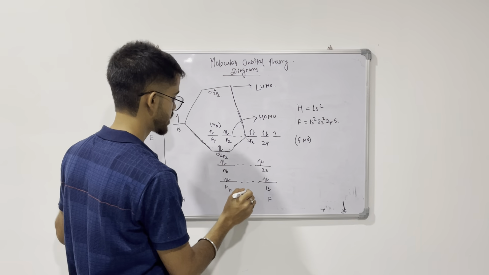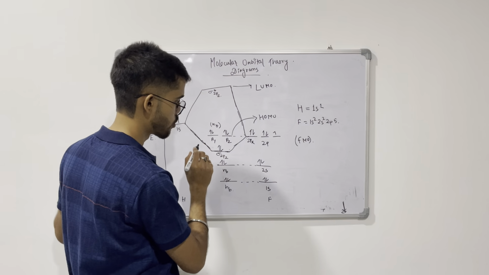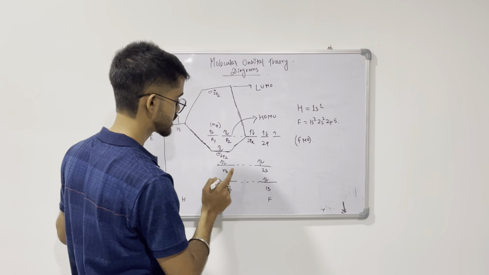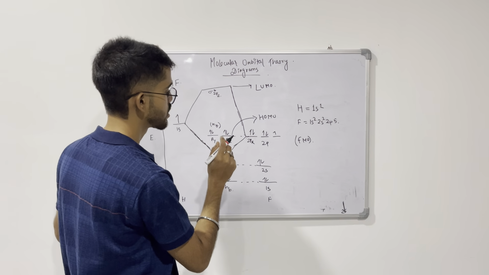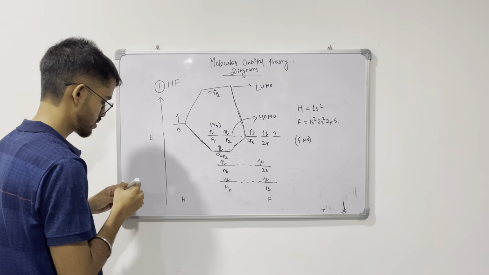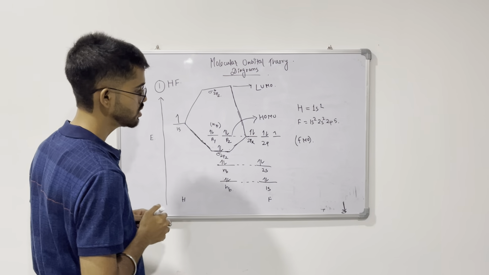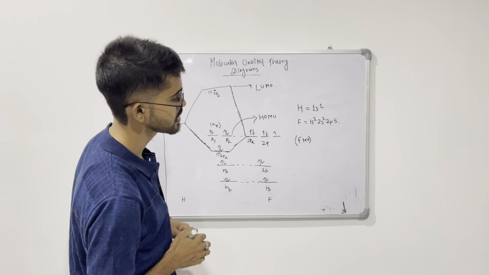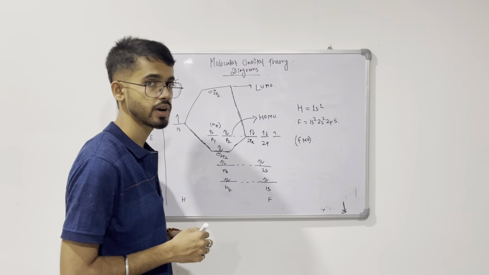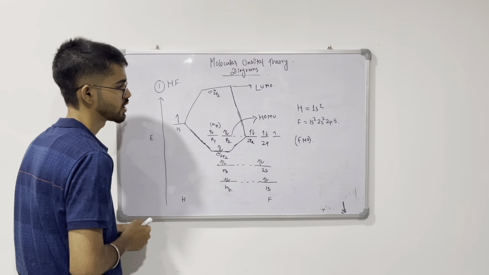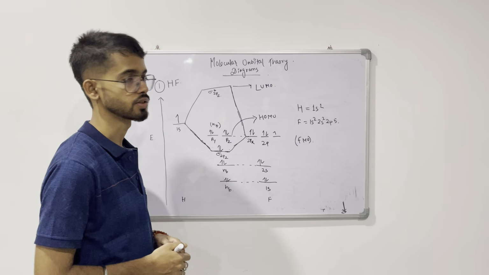So if HF has to donate electrons, it will donate from this non-bonding electron as it is the HOMO, the highest occupied molecular orbital. These non-bonding electrons are mainly from fluorine, because these 4 electrons are in the 2p orbitals of fluorine. So when HF acts as a donor, it donates from the fluorine side, not from the hydrogen side, because there is no non-bonding or highest molecular orbital present towards hydrogen.